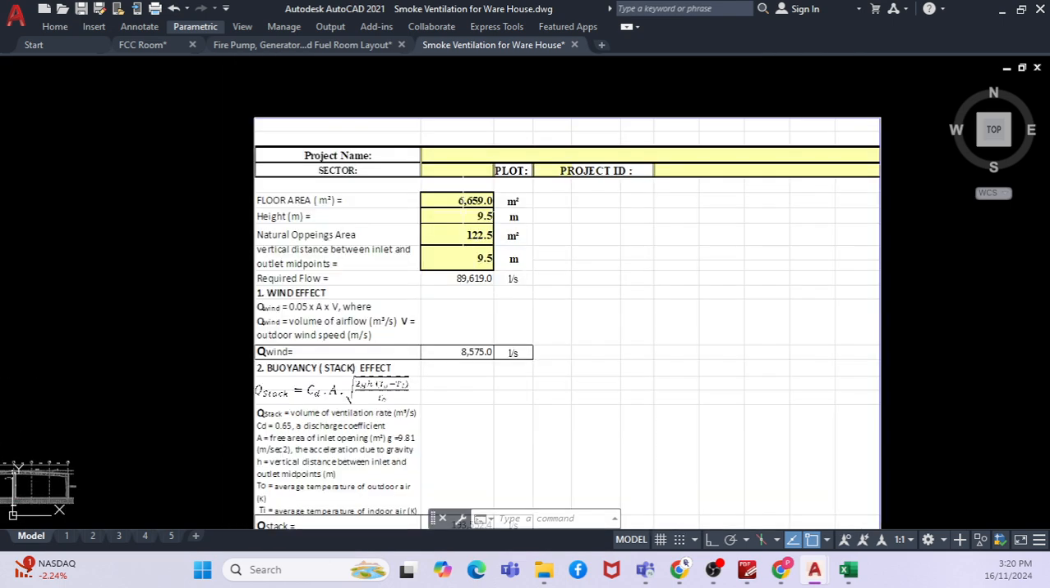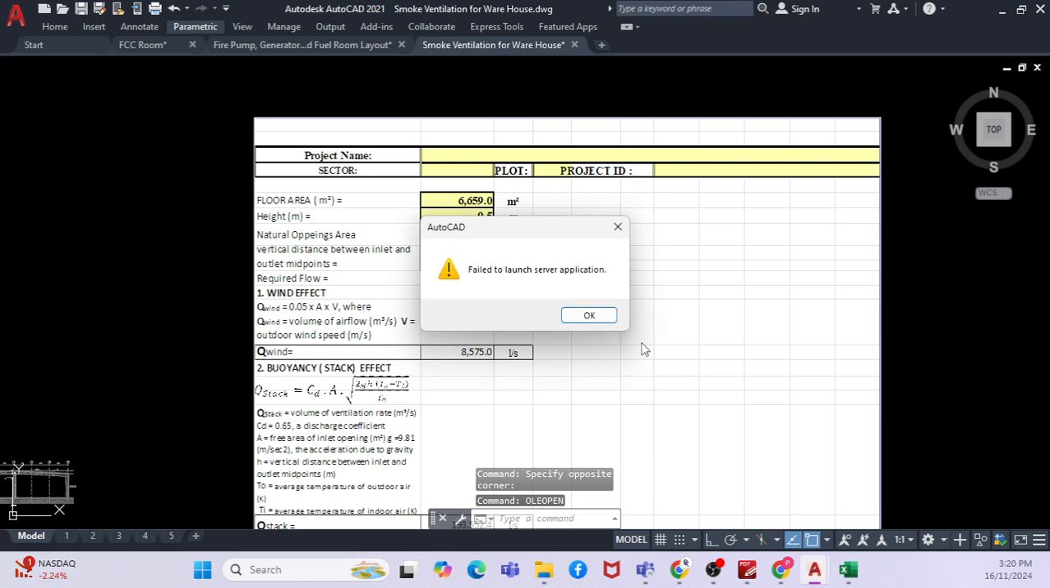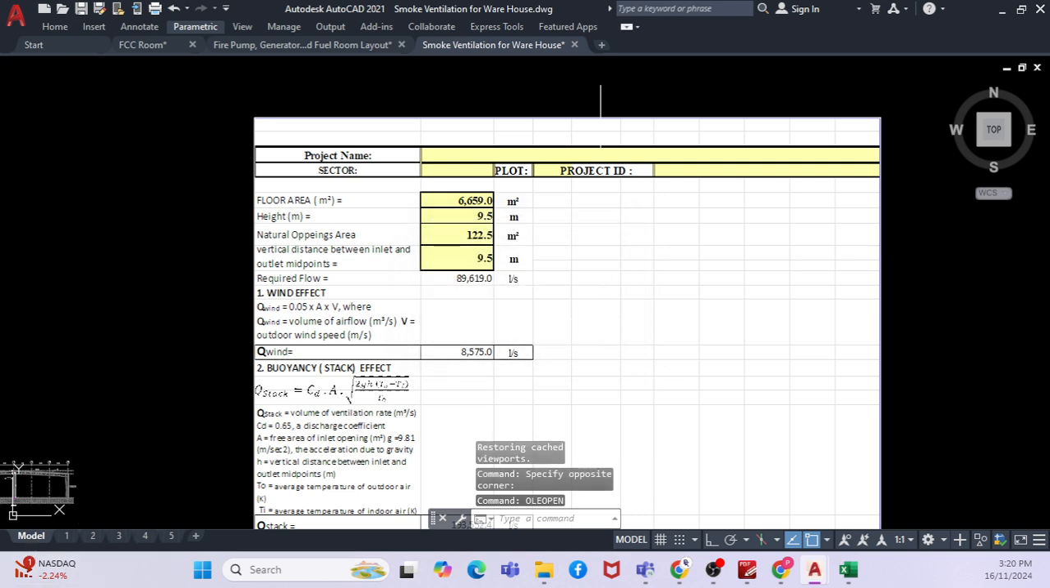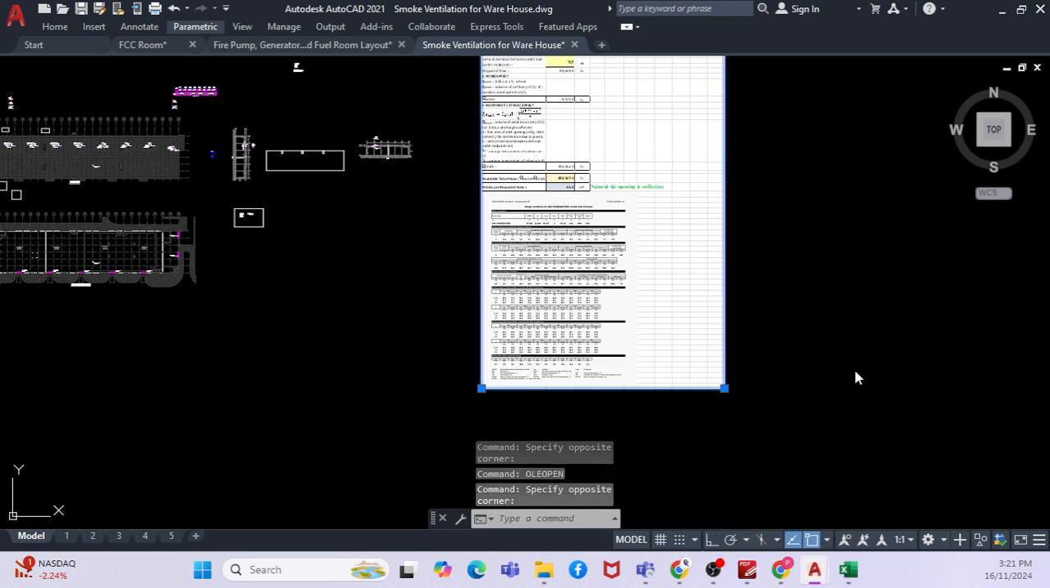Yes, but then how did you come across the law? Sorry, just give me a second. Let me have a look through it, because it's 0.05 into area into velocity, meter cube, where V is the meter per second. So let me open this Excel sheet.